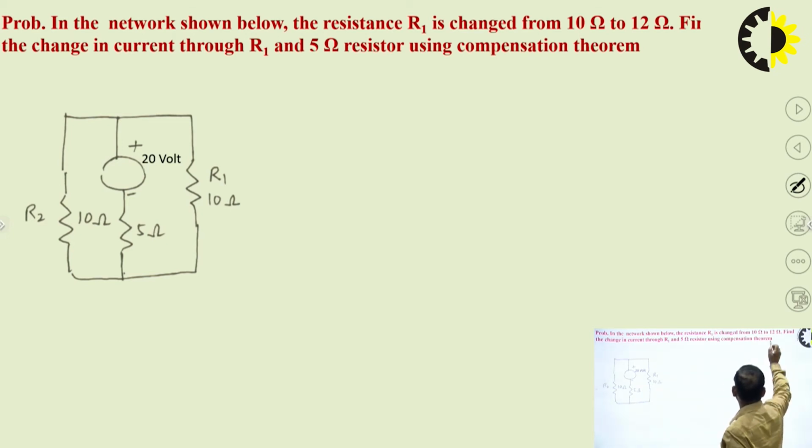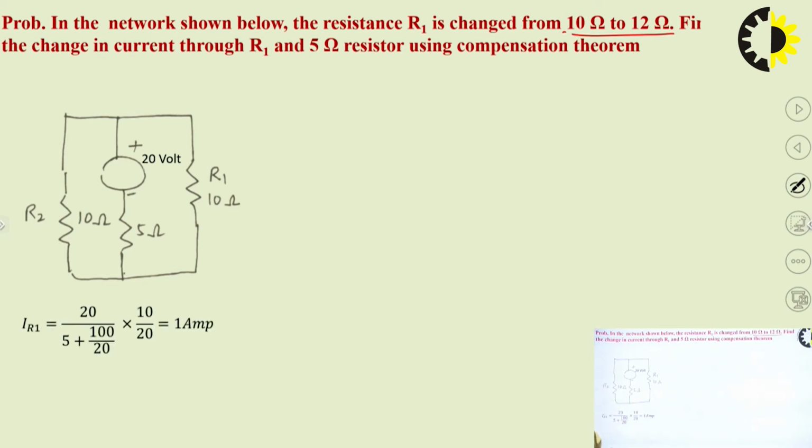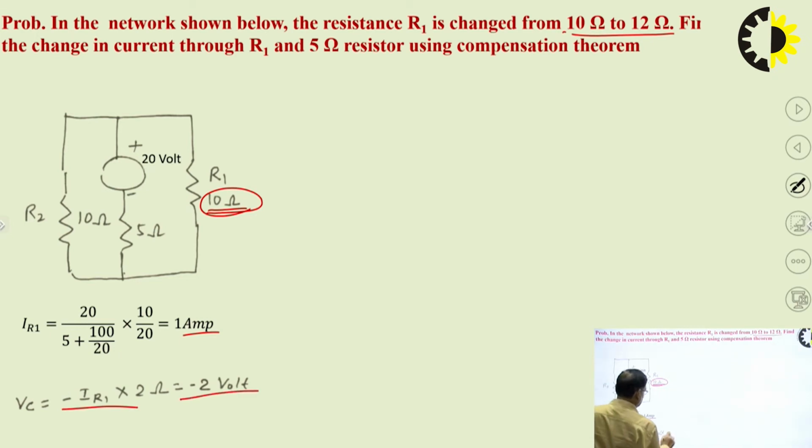R1 is changed from 10 ohm to 12 ohm. Find the change in current through the 5 ohm. Simple. The procedure is the same as we discussed earlier. So IR1 we can find out. The impedance changes in R1. So this is 1 ampere. Then VC is IR1 into 2, which is 2 volt.